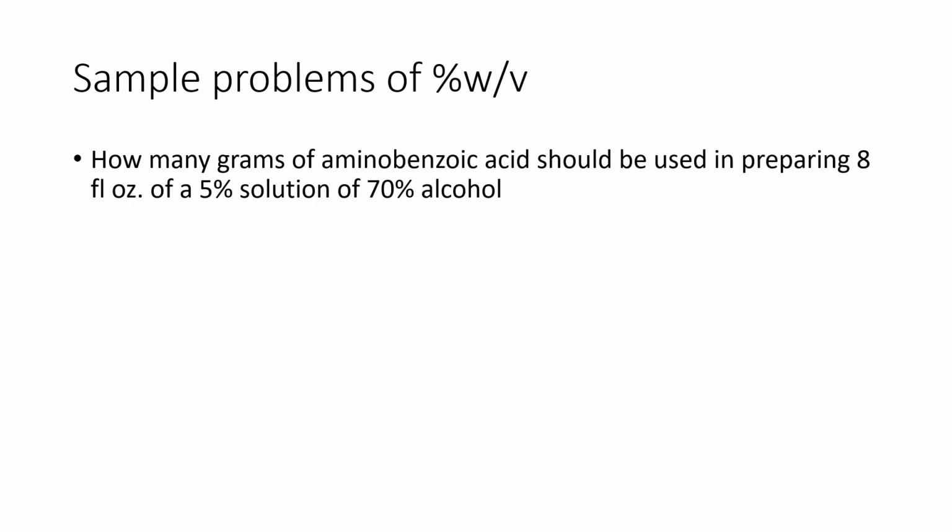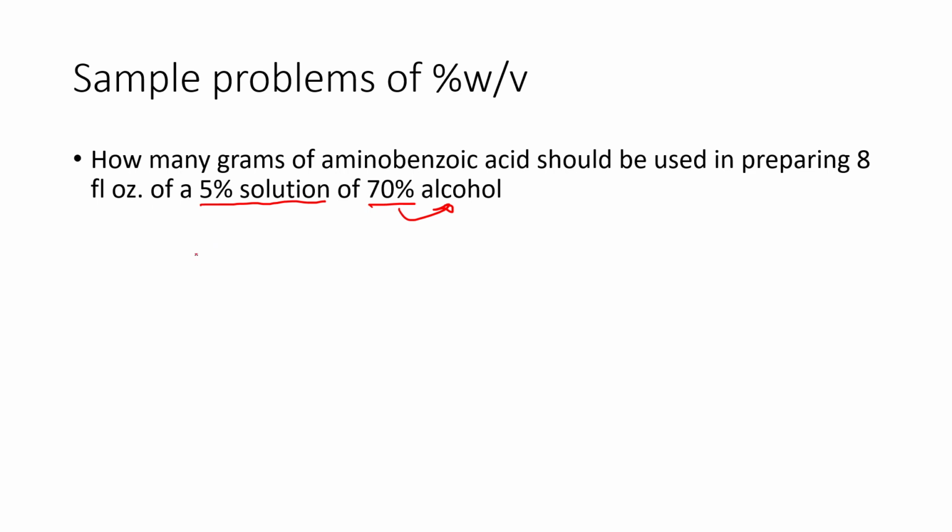Next, how many grams of aminobenzoic acid should be used in preparing 8 fluid ounces of a 5% solution of 70% alcohol? Okay, don't get confused. What you need is the 5% solution. This 70% describes the alcohol used, which is 70% alcohol. Now, another issue with this problem is that our volume is in fluid ounces. Fluid ounces is not ml. We need to convert it first to ml.